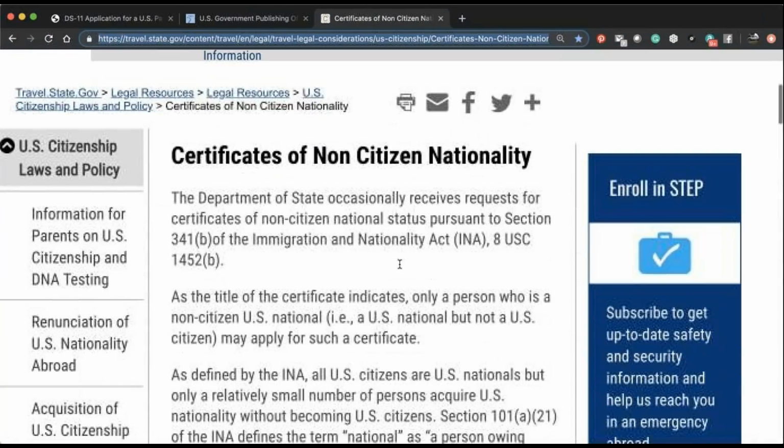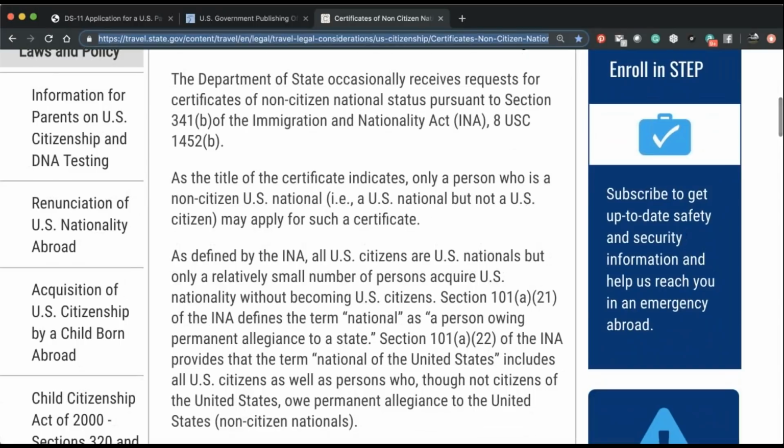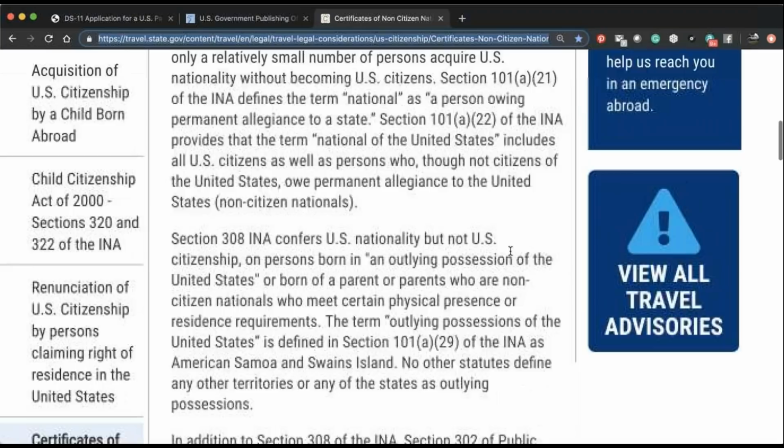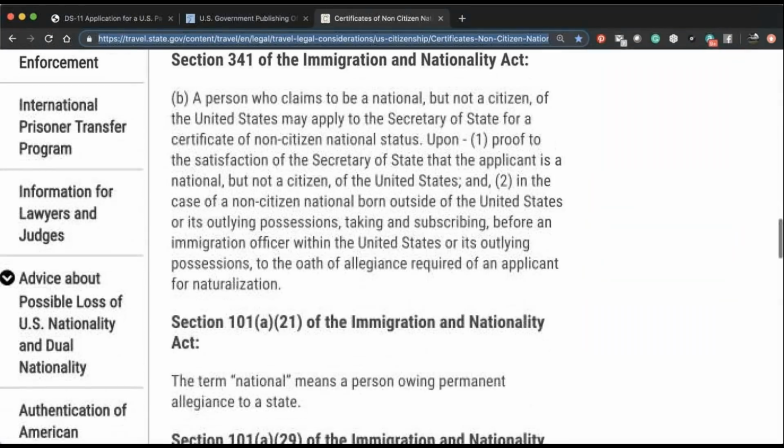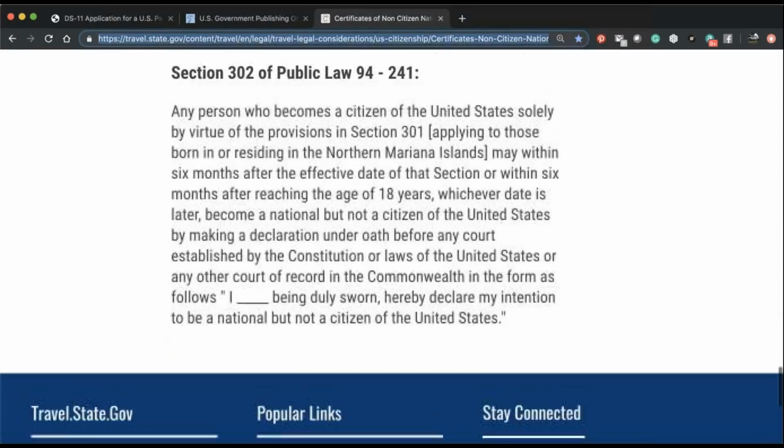All right, here we go. This is the certificates of non-citizen nationality, the coveted, the elusive one that people want to show that they're not a citizen of the United States. But you need to read this. I go in depth on this particular information in my seminars and break down the trickery in this. But I want to go to this today for the sake of this session.